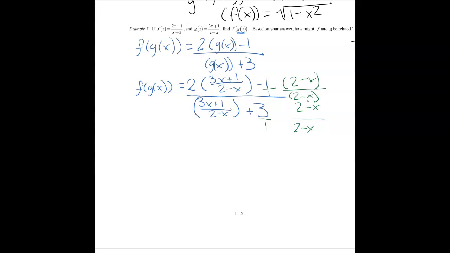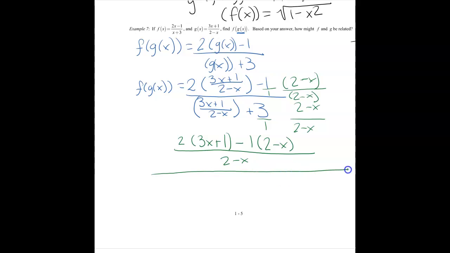It's a trip. Alright, so up top, I end up with 2 times the quantity of 3x plus 1, minus 1 times the quantity of 2 minus x, all over 2 minus x. This is all over 3x plus 1 plus 3 times the quantity of 2 minus x, all over 2 minus x.